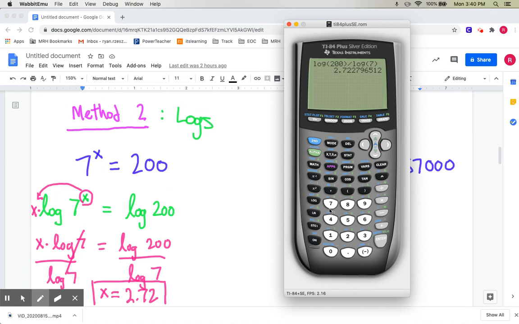If I wanted to verify, oh, did this work? I could try 7 to the 2.72 power. And you'll notice that's not 200 like it's supposed to be. But it's because I chopped this decimal off. I only did 2.72. If I do 7 to that full decimal, which is an irrational number, it keeps on going even past what the calculator shows, then you get the nice 200 like you're supposed to.